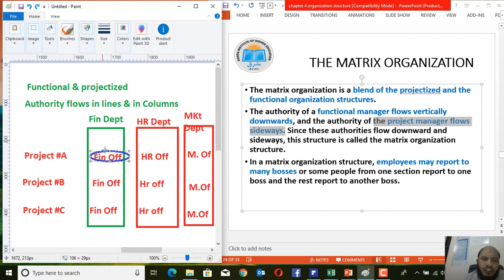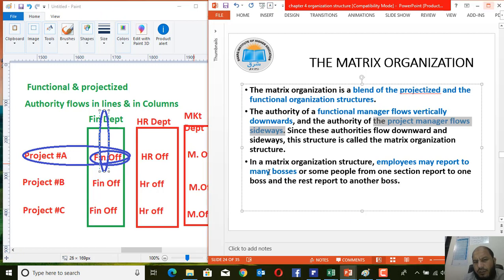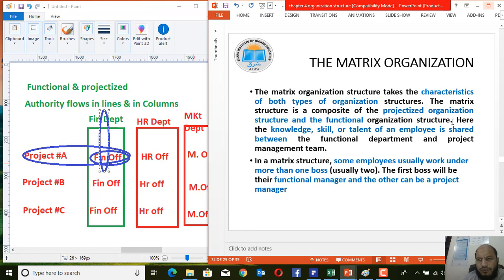This is an employee and he will report even to his project manager, and also he is responsible to give the performance report to the finance department, the functional department. So here the employees may report to many bosses, and some people from one section report to one boss and the rest report to another boss. So this is the definition of a matrix organization structure.